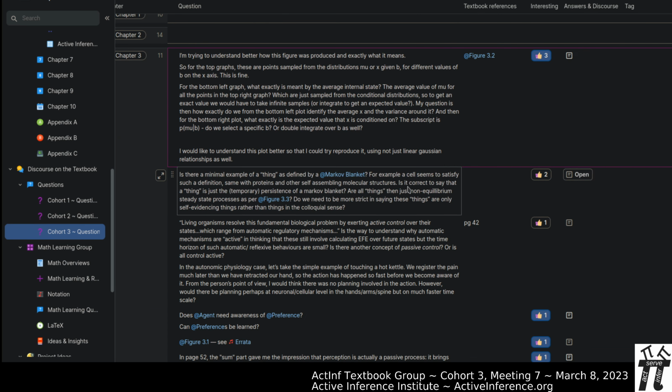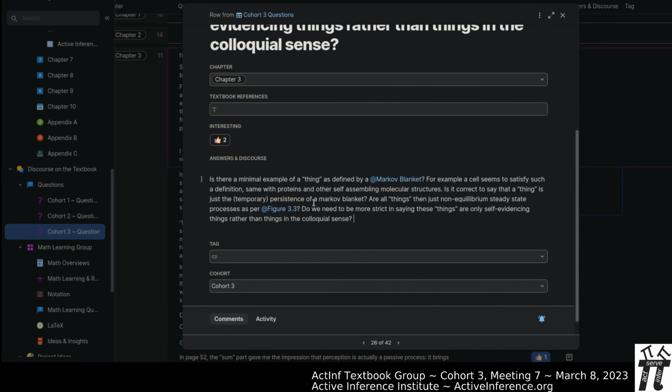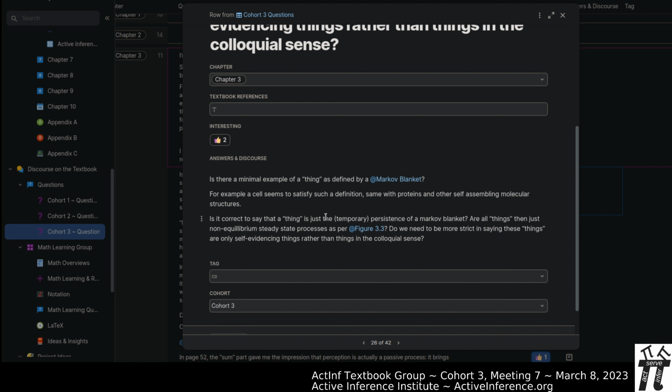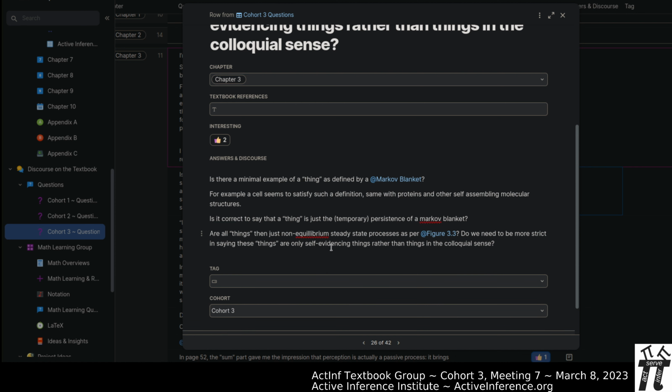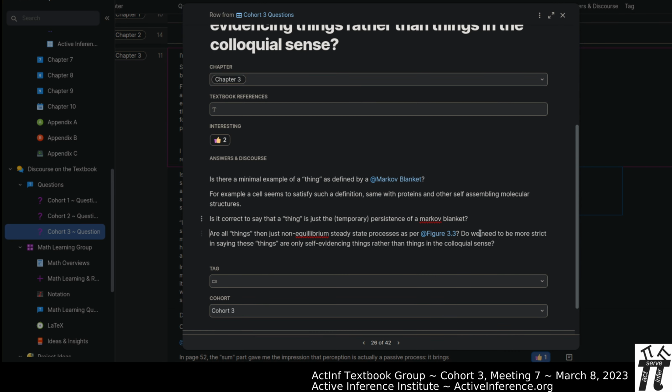Okay, other upvoted ones, and then we'll continue down. Is there a minimal example of a thing defined by a Markov blanket? For example, a cell seems to satisfy such definition, same with proteins and other structures. Is it correct to say a thing is just the temporary persistence of a Markov blanket? Are all things then just non-equilibrium steady state processes as per figure 3.3? Do we need to be more strict in saying these things are only self-evidencing things rather than things in the colloquial sense? Who has any thought on this?